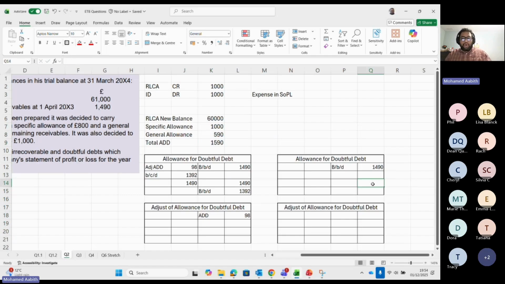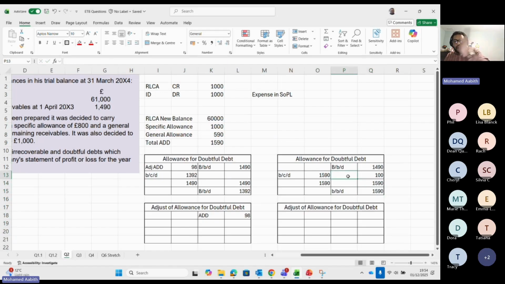So what we need to do, we need to increase this figure. So we have to make an adjustment of 100 pounds here. And that gives you 1,590. And this one, 1,590. And this balance carried down 1,590. And balance brought down 1,590.